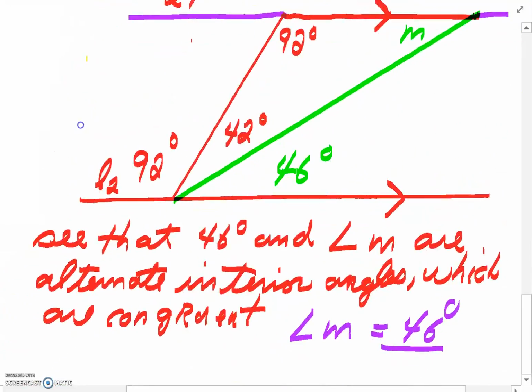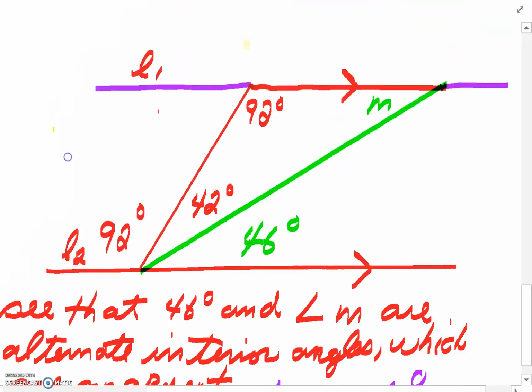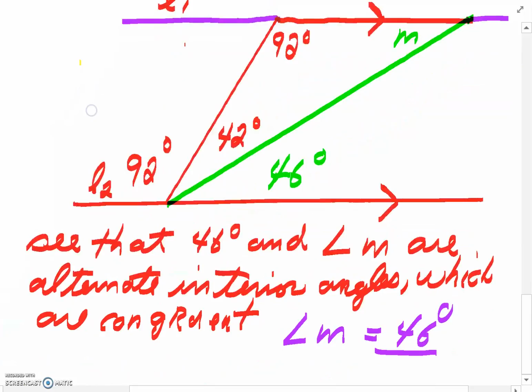And then again, I could see the angle M and the 46 were between parallel lines L1 and L2. So they're interior and they're on alternate sides. So that means they're congruent. And the measures are the same.